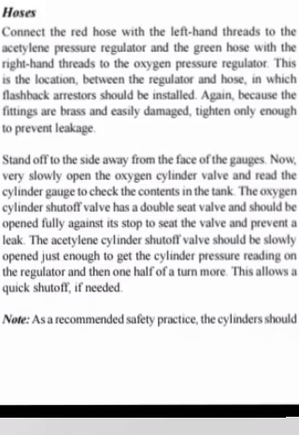Stand off to the side, away from the face of the gauges. Now very slowly open the oxygen cylinder valve and read the cylinder gauge to check the contents of the tank. The oxygen cylinder shutoff valve has a double C valve. It should be fully opened against the stop to seat the valve and prevent a leak. The acetylene cylinder shutoff valve should be slowly opened, just enough to get the cylinder pressure reading on the regulator, and then one half of a turn more. This allows a quick shutoff if needed.